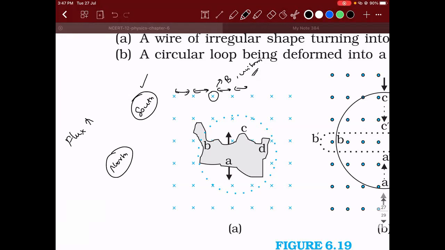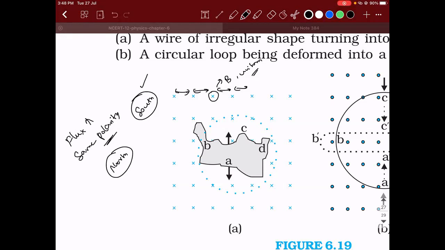Flux increases, so the same polarity will get generated. When it is the same polarity, what will be the direction of current? Is it the same polarity as whom? Guys, I don't have the energy to ask multiple times. Same polarity as whom?